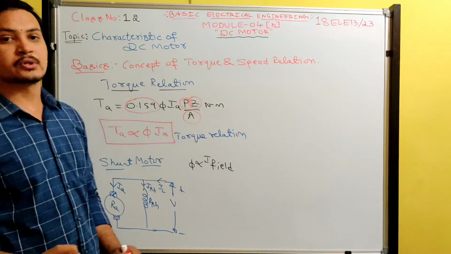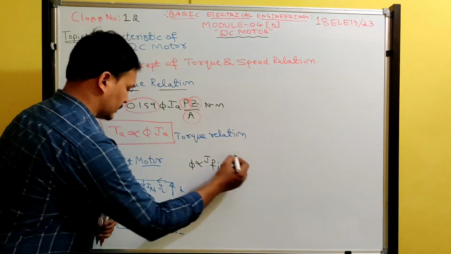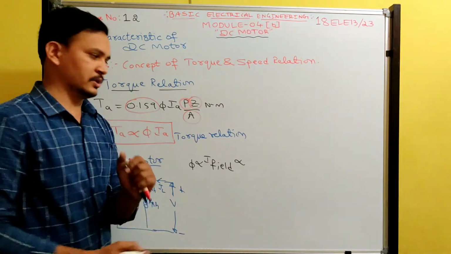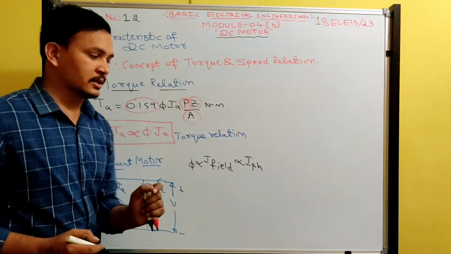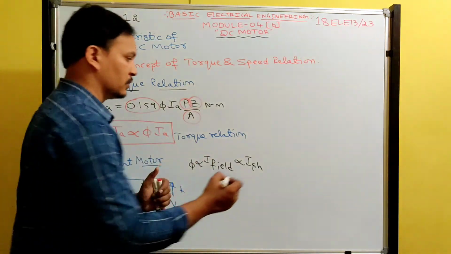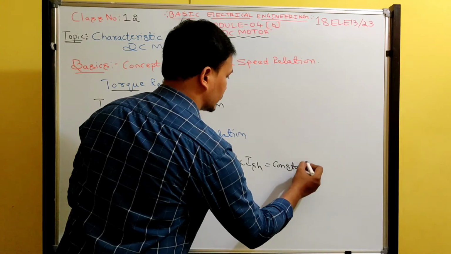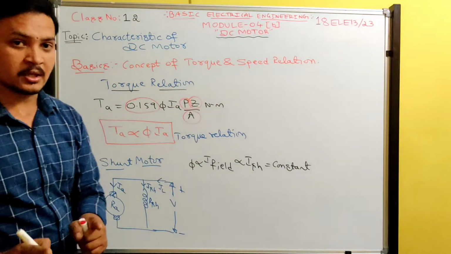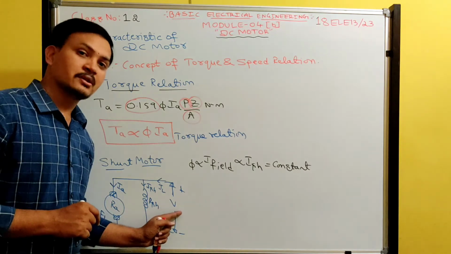The flux is proportional to field current. So what is field current in a shunt motor? It is ISH, and this ISH value is constant. What is the assumption? This resistance is fixed and the supply voltage is constant.